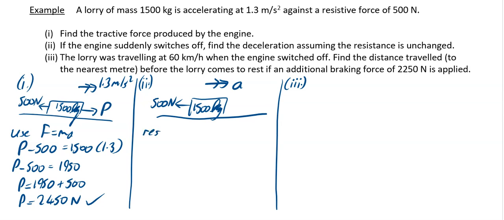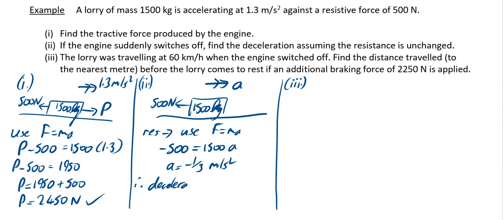So again, we're going to resolve horizontally, and we're going to use F equals ma. Going to the right, we don't have anything going to the right. What we're going against it is the 500, so it's minus 500 equals my mass, which is 1,500, times my acceleration. And a wee bit of working out means your A works out to be minus 1/3 meters per second squared. It says if the engine suddenly switches off, find the deceleration. We've just found the acceleration, so just say, therefore, your deceleration is equal to 1/3 meters per second squared.